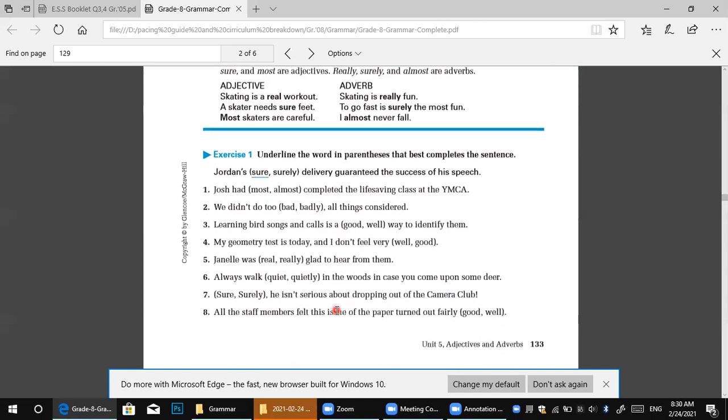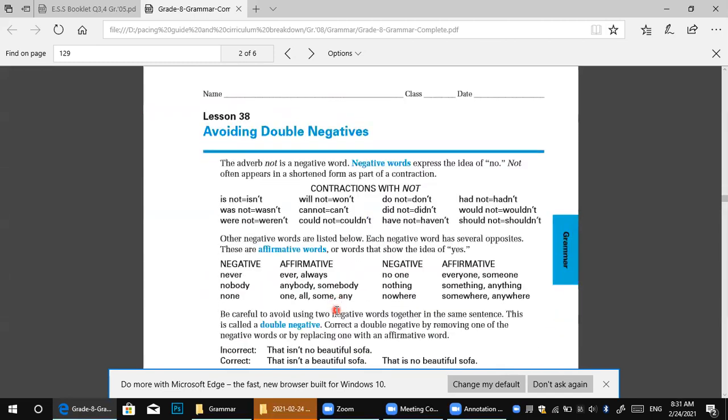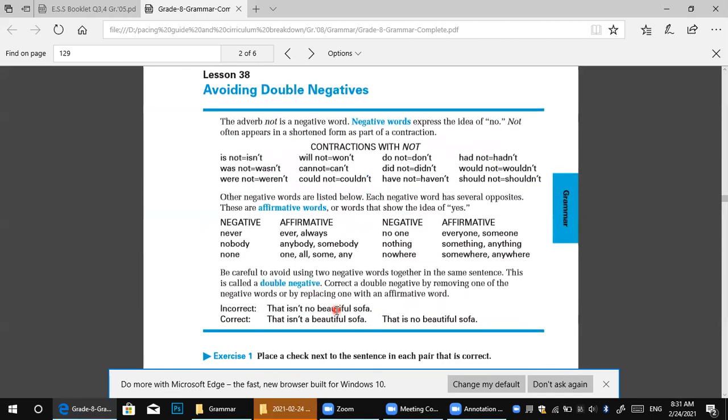Okay, after that, I think we have the new lesson, avoiding double negatives. It isn't a really piece of cake lesson. He tries to tell you to try to be focused. "That isn't no beautiful sofa." Here isn't is a negative and here no is also a negative. Two negatives in one sentence. Is that correct?